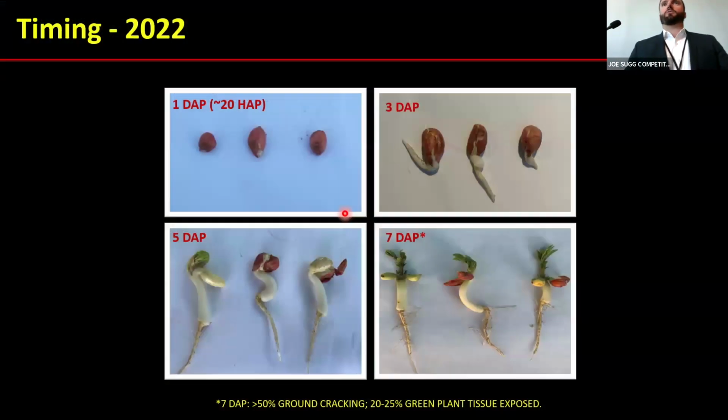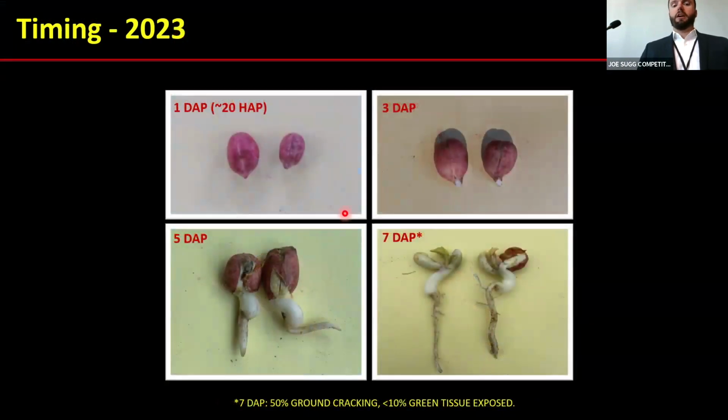And so at each application, one thing we wanted to do was evaluate, observe and monitor the development and growth of that seed when we applied it. And so as you can see here, we have what that looked like for 2022, our 1, 3, 5, and 7. And what I wanted to point out here is in 2022, we had greater than 50% ground cracking at 7 days after planting, with roughly 20 to 25% green plant tissue exposed. However, when we look at 2023, at 7 days after planting, we can see some slight differences where we have less than 10% green tissue exposed, which is because of common environmental differences between one year and the other.